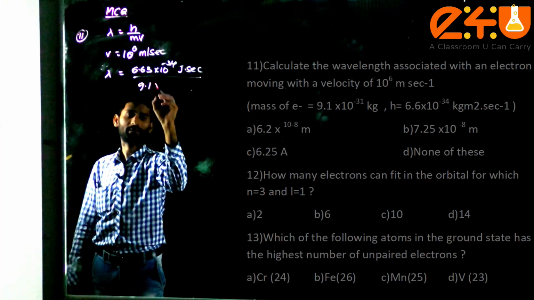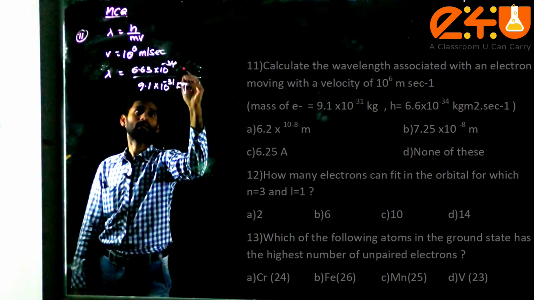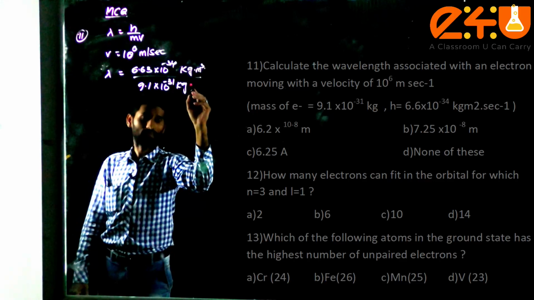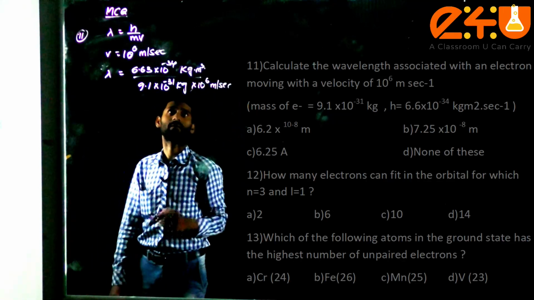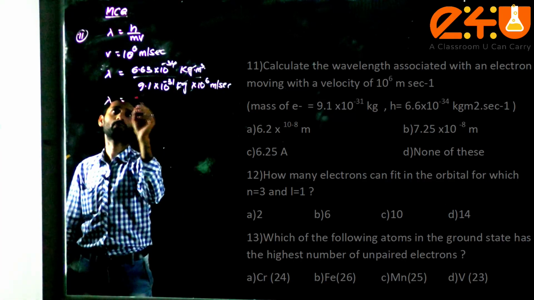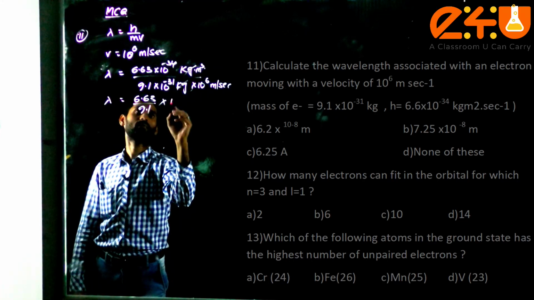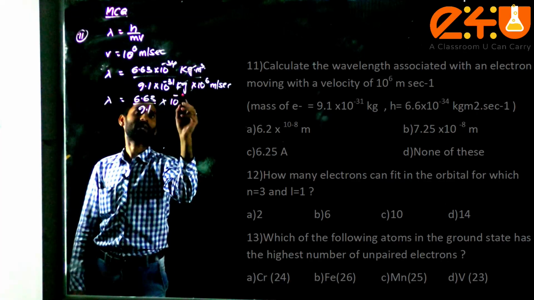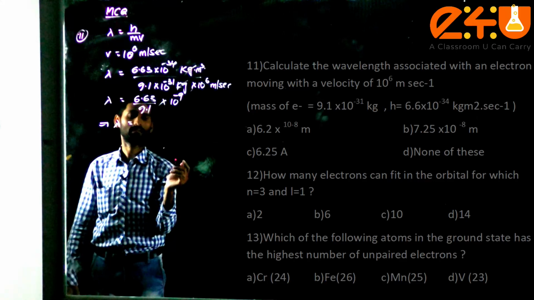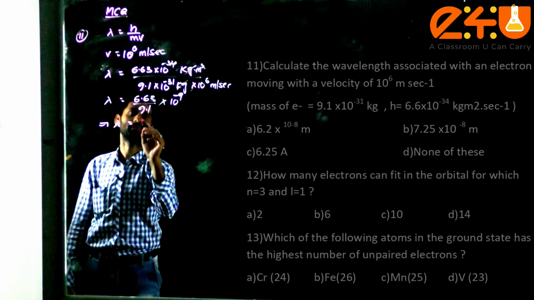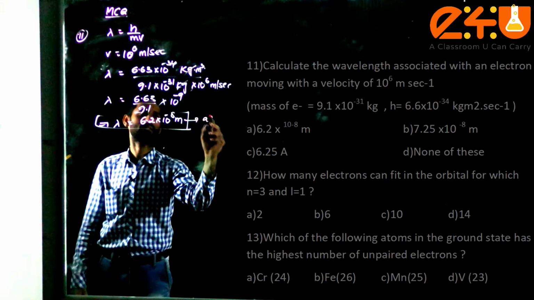mass, which is given as 9.1 into 10 power minus 31 kilograms, into v value 10 power 6 meter per second. The kg cancels here. Then lambda is equal to 6.63 by 9.1 into 10 power minus 34 plus 25, that is 10 power minus 9. Approximately 6.63 by 9.1 is 0.62, so we can take it as 6.2 into 10 power minus 9 meters. This is option A.